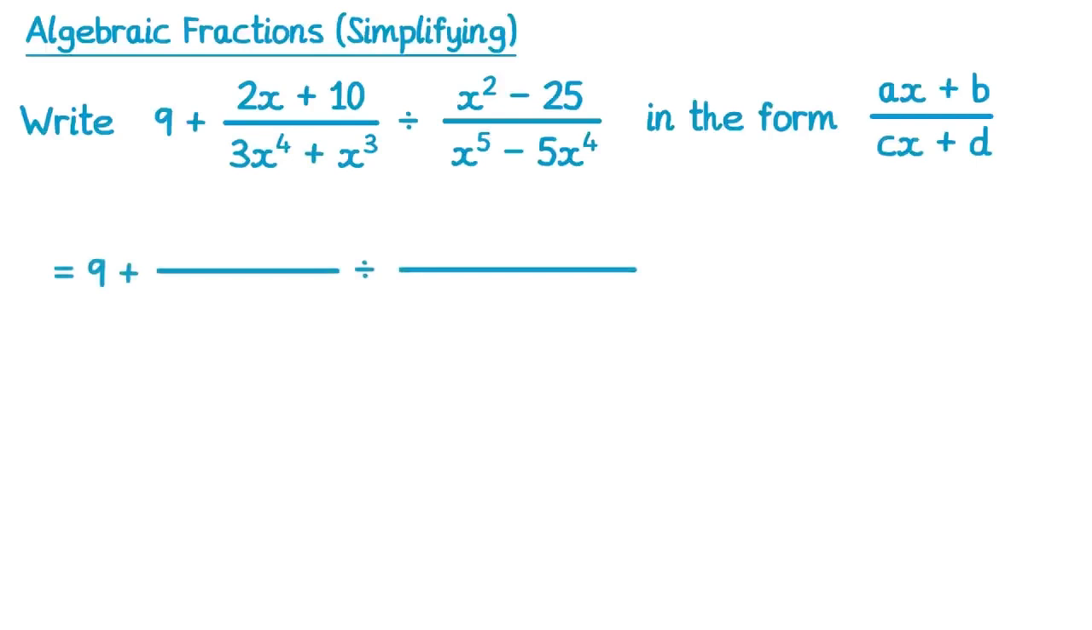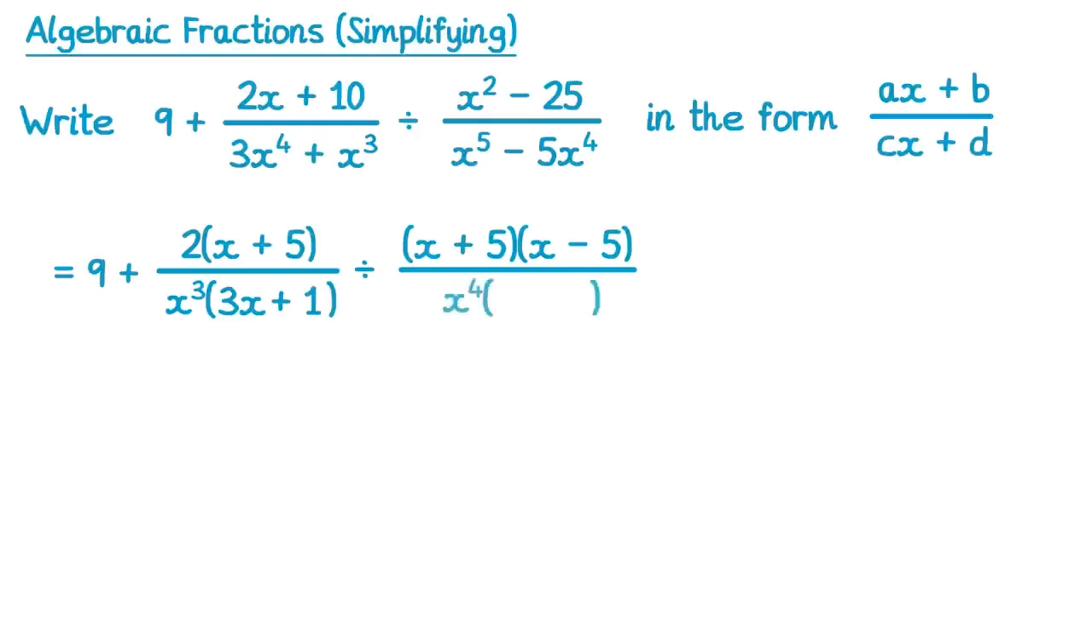So let's start with the left fraction on the top. We can factorise out a 2 there, so that's 2x plus 5. On the bottom, we can factorise x to the power 3. Inside here, we need 3x, and then plus 1. And on the right fraction, I can see a difference of 2 squares on the top, so that's x plus 5, x minus 5. And on the bottom, we can factorise out x to the power 4. Inside, we would need x, subtract 5.